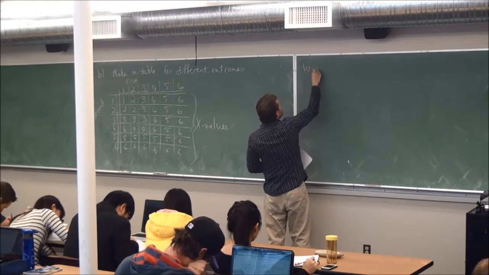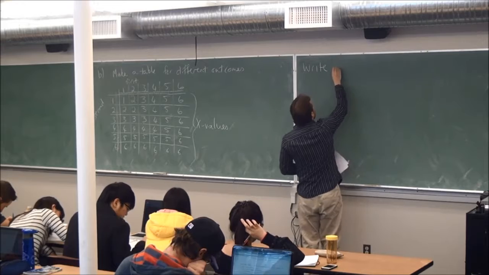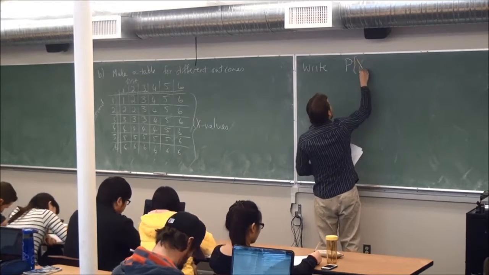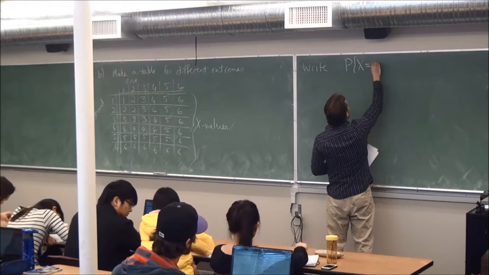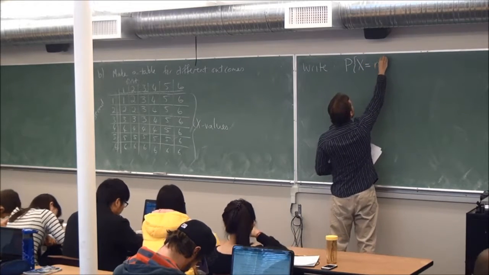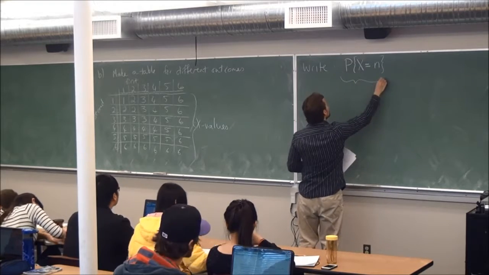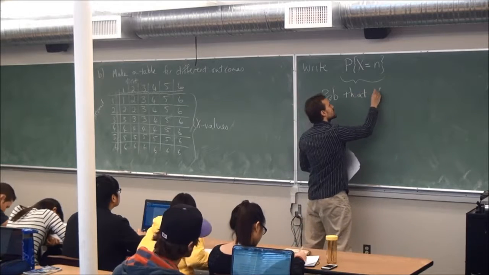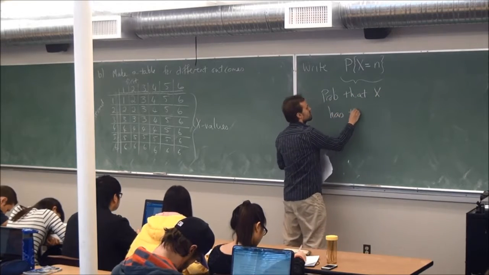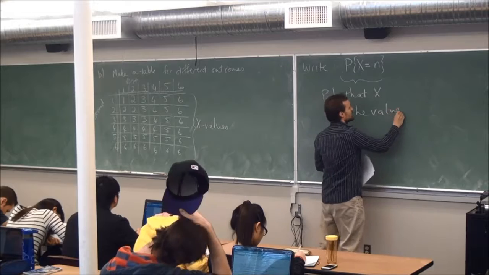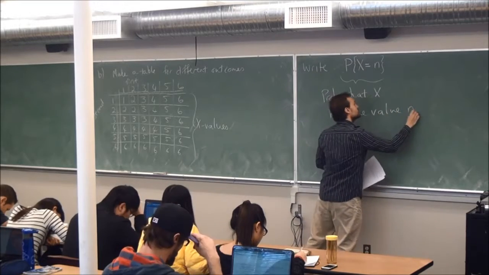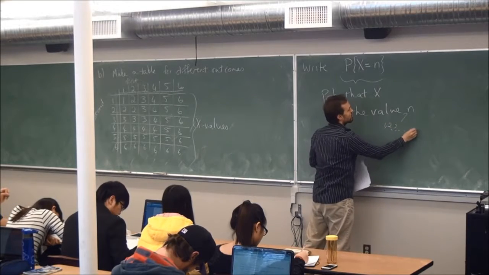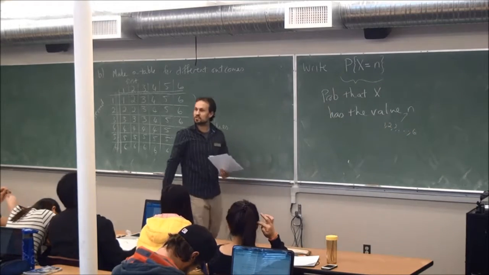So we're going to write P for probability, and then square brackets x equals, let's say, some number n. This represents the probability that x has the value n. And n can be 1, 2, 3, all the way to 6. You can plug in any value of n if you want.